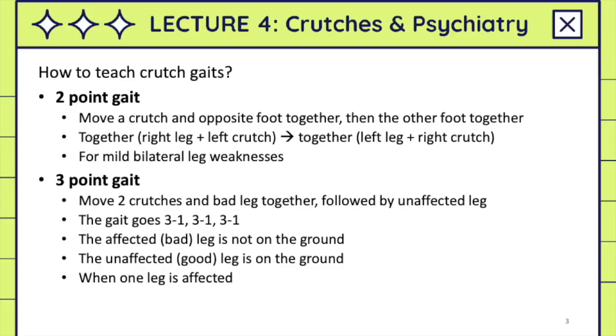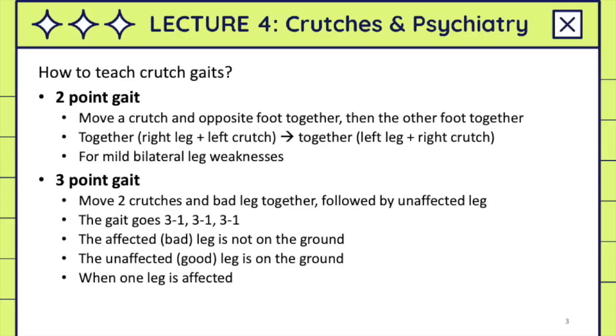In 3-point gait, you're moving two crutches and the bad leg together. Two crutches and the bad leg. So how many things is that? 3. So if this is my bad leg, it goes 3, 1, 3, 1, 3, 1. So what would you call a crutch gait that goes 3, 1, 3, 1, 3, 1?